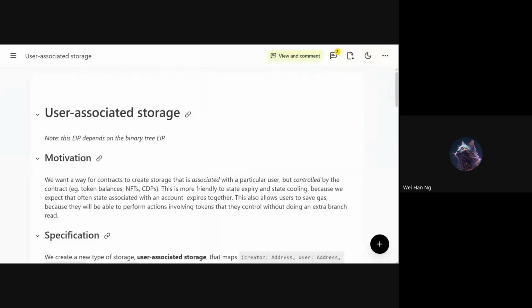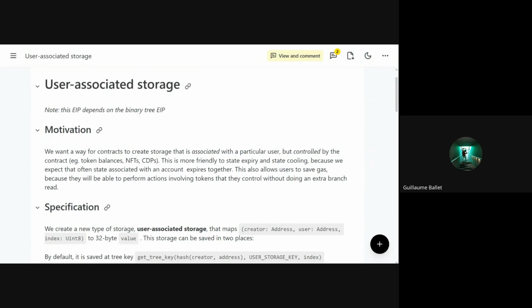Yeah. User associated storage. Okay. Perfect. So the idea behind this is a new category of storage that I'm proposing, which I call user associated storage. A contract, and the easiest example is an ERC20 token, can create storage which is associated with some user and ideally lives with that user in some sense, but is still controlled by that contract. So even though it lives under the user's header, the user cannot choose what to write to it, which makes sense for balance because you don't want users to be able to just give themselves coins.